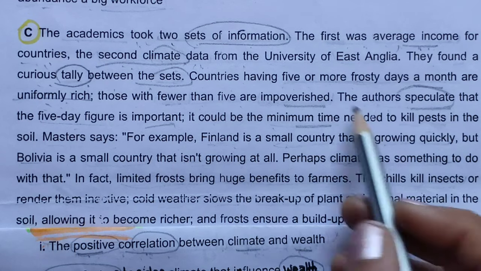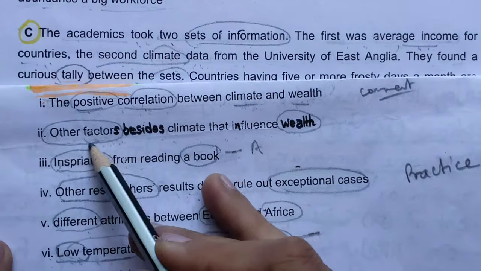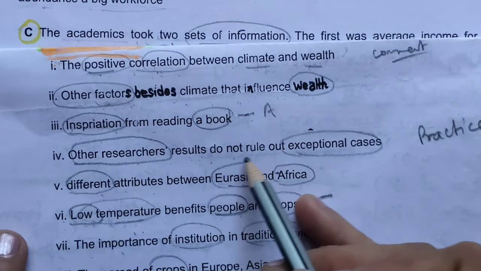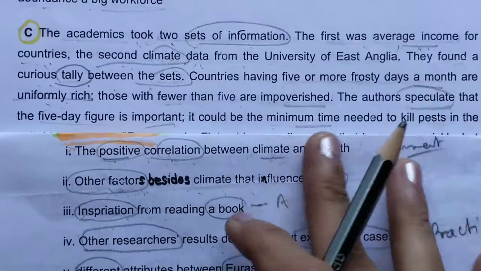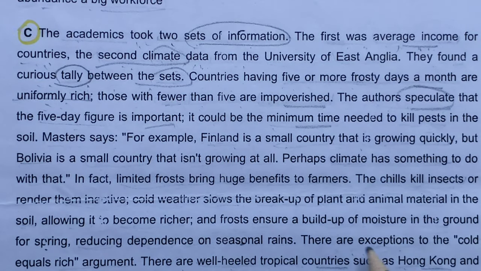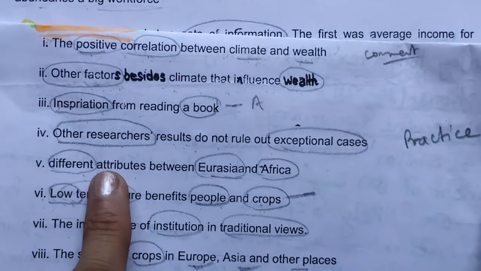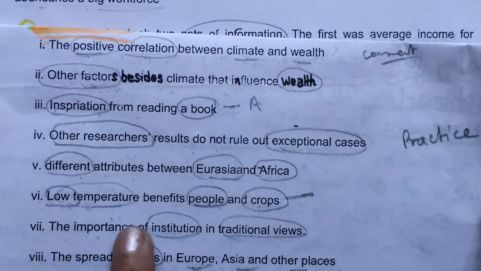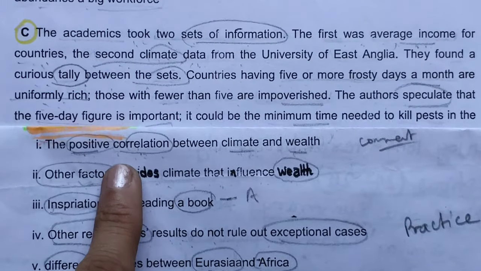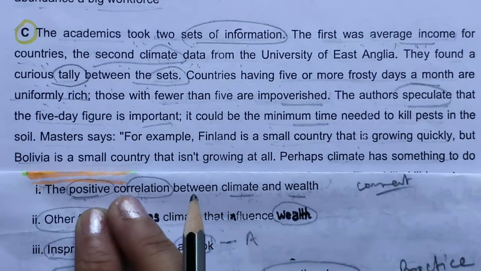Finland is a small country. They have given so many examples, and we check whether the others are matching or not. Other factors besides, no. Inspiration, this we have done. Others do not rule out exceptional cases. There are exceptions to the rule, but there should be other researchers' results. So you can try to match. Nothing is matching. Only this thing, I think they are talking about climate and income, wealth, positive correlation.